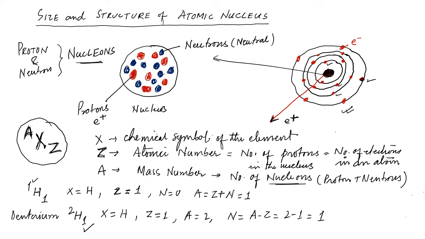So for example, this hydrogen is the nucleus. This is a hydrogen atom in which we have only one proton. So the nucleus contains only one proton.